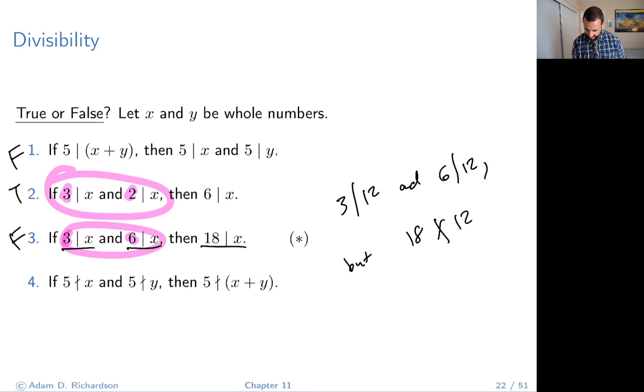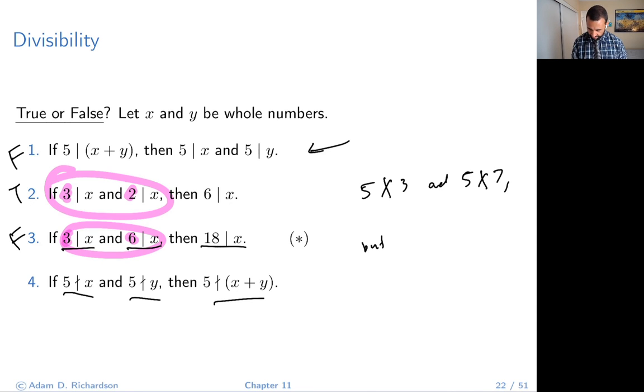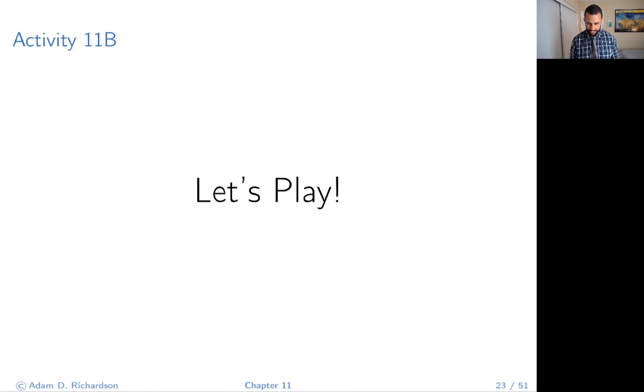Okay, last but not least, if 5 doesn't divide a number and it doesn't divide another number, then it can't divide the sum. That one is definitely false, because we saw that before when we did the example for this one. 5 doesn't divide 3, and 5 doesn't divide 7, but 5 does divide 10, which is the sum. So this is a false statement. There we go. Okay, now that's it for lecture 11B.